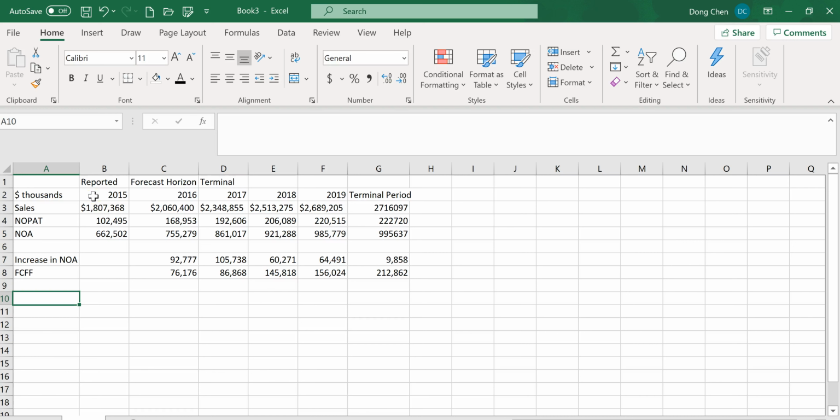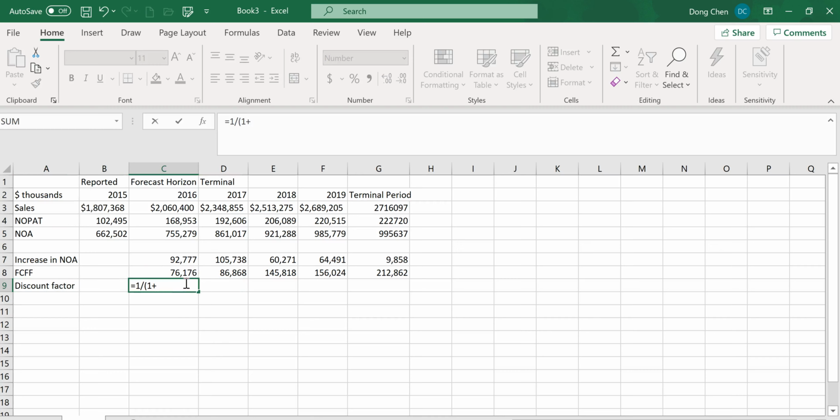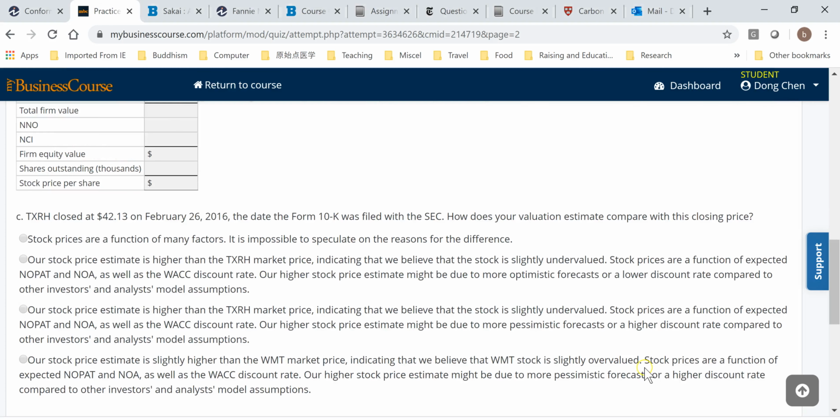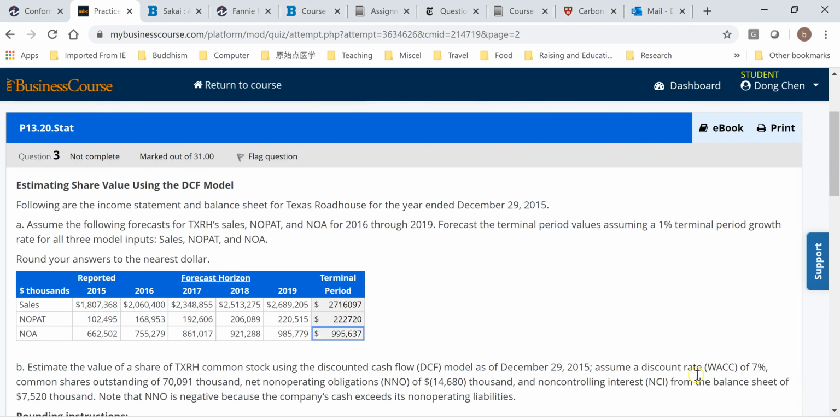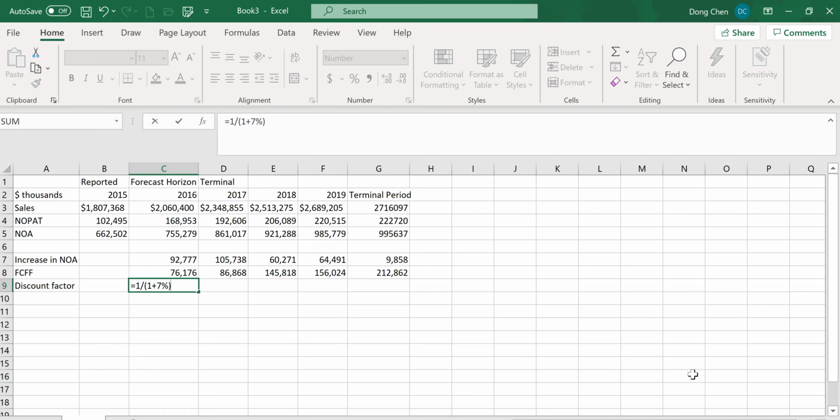To get that, the discount factor equals 1 over 1 plus the discount rate. The discount rate is the WACC, which is 7%. It's provided here, so it's going to be 7%. But then the power, even though for the first year I don't need the power, in order to track the scale to the other years, I can put the power, which is the year number 2016 minus the starting year number, which is 2015.